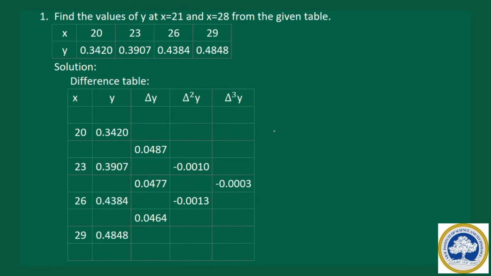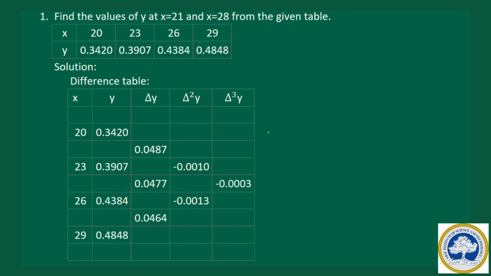Here let us see one problem under Newton's forward and backward interpolation. So first question is, find the values of y at x equal to 21 and x equal to 28 from the given data. So the data is given as x is equal to 20, 23, 26, 29, and corresponding y values are given here. If you notice, the values of x are equally spaced. That is, the difference between 20 and 23 is 3, 23 and 26 is 3, 26 and 29 is 3. So we can consider this problem is under equal intervals.